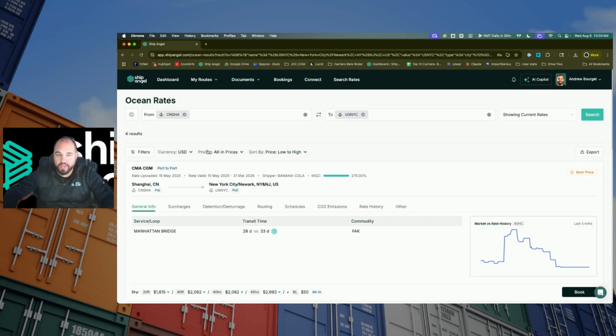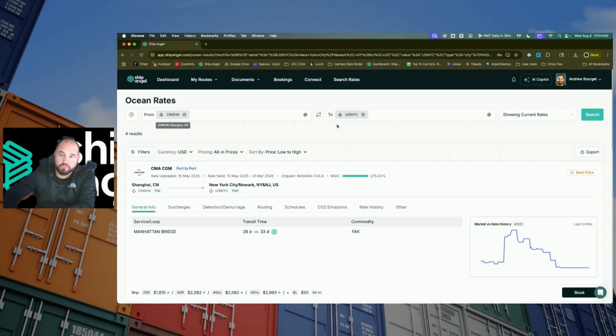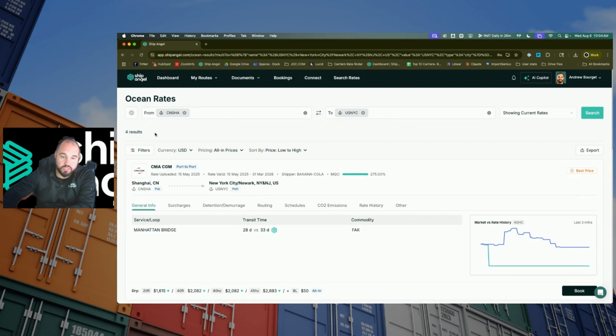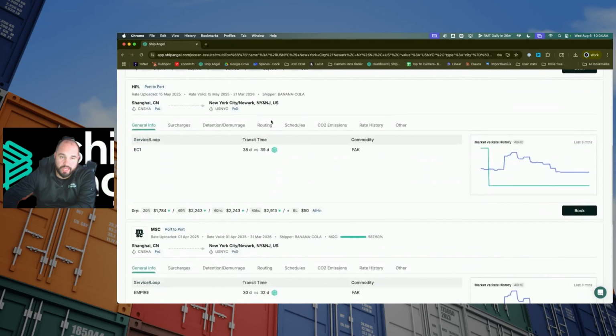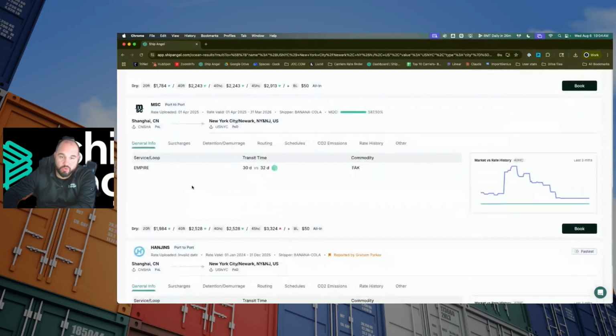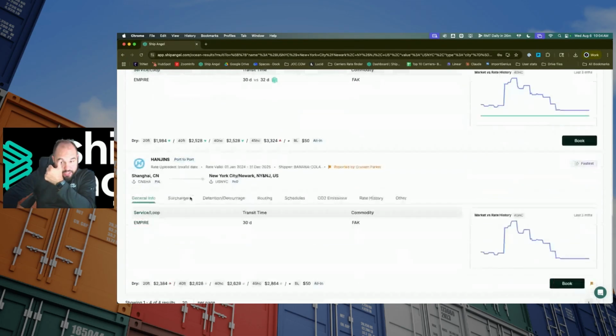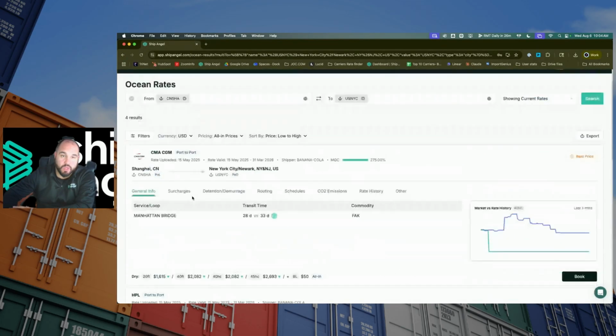Once I search for the rates, the system's going to come back and compile all of the options and results from Shanghai to New York City. And so in this scenario, I got 4 different results. As I scroll through here, you can see the results are populating inside this platform and giving you a whole bunch of data to review and understand.